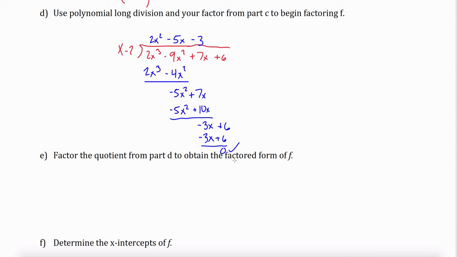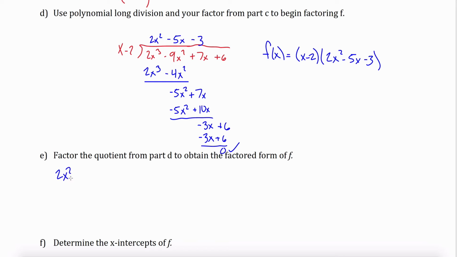Remainder of 0 tells me that x minus 2 divides evenly into this polynomial, so I can begin factoring my polynomial. I can write it as f of x equals x minus 2 times 2x squared minus 5x minus 3. It's not completely factored, but I've begun factoring this thing. Part E says, all right, finish then. You got this far, finish it up. Factor 2x squared minus 5x minus 3.